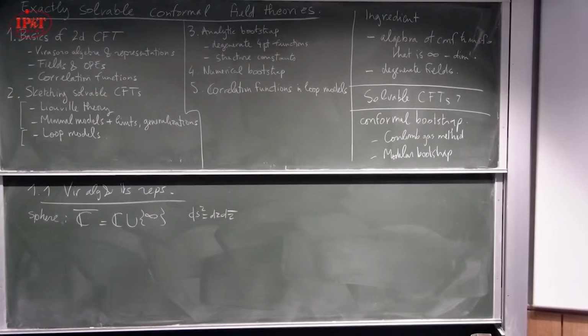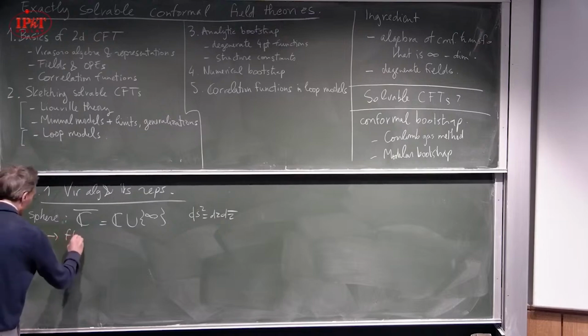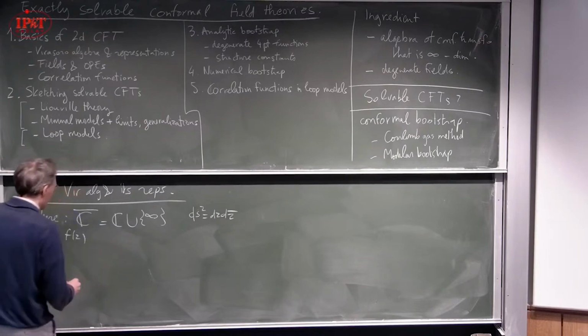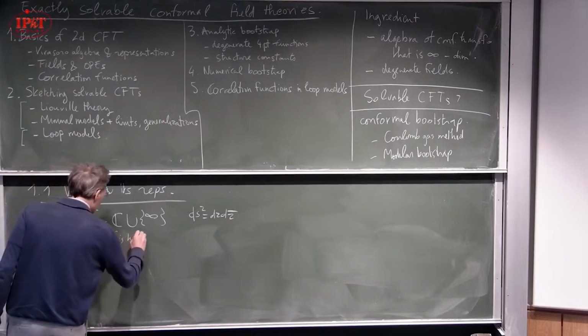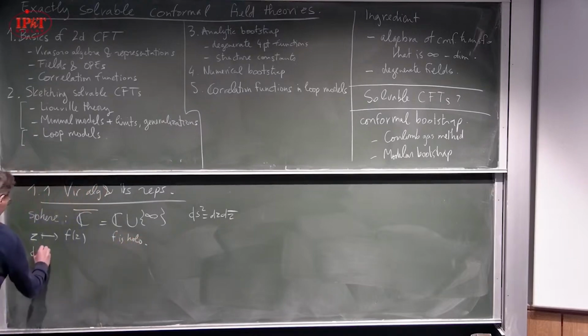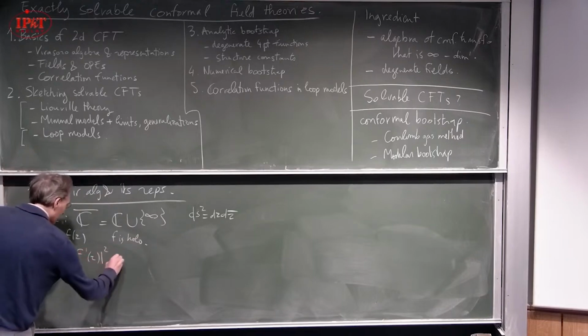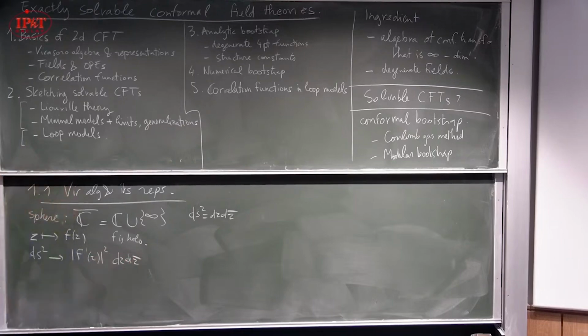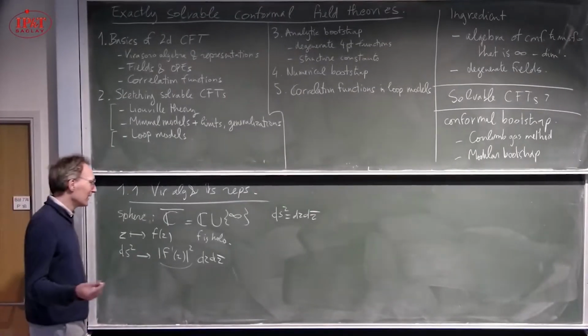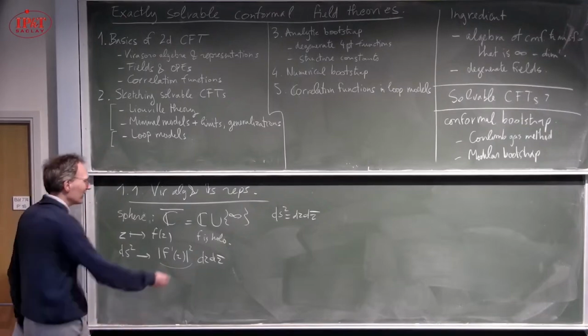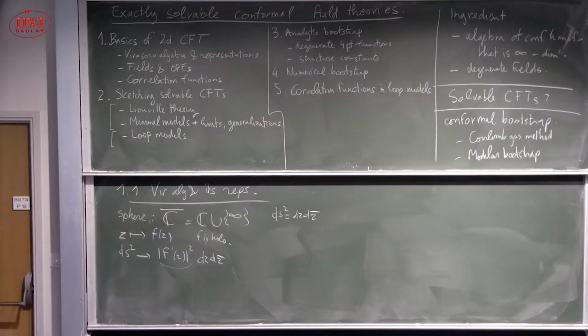So by definition, a conformal transformation is a transformation that preserves angles. So if I have a function f of z, well, let's assume f is holomorphic. Then the metric transforms into |f'(z)|^2 dz dz bar. So the metric only picks up overall scalar factors. And this means that my transformation preserves angles. And that's why we have an infinite dimensional symmetry algebra, because the space of holomorphic functions is infinite dimensional.